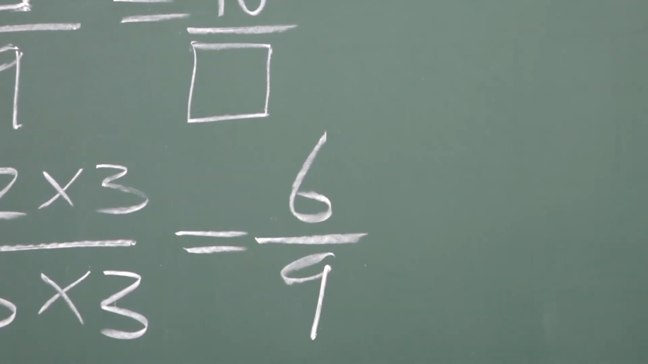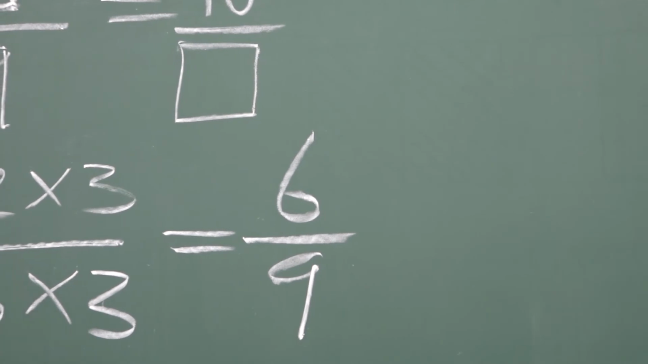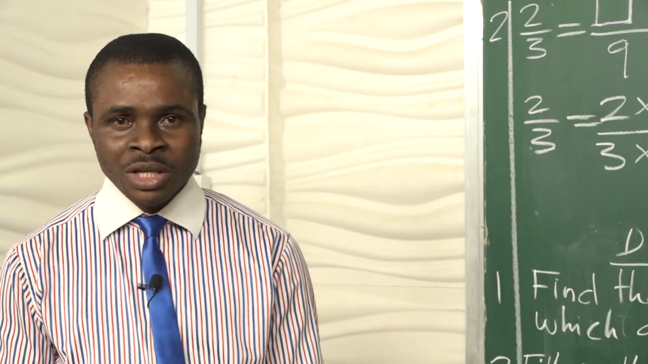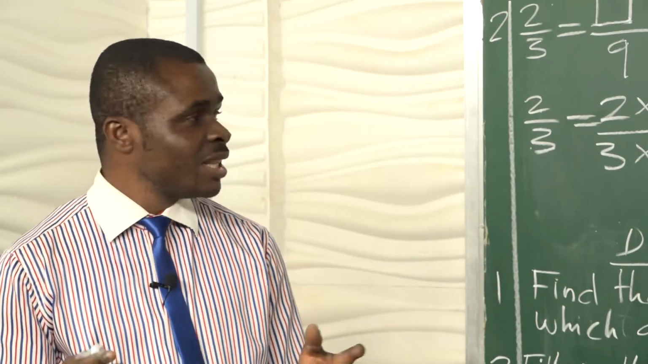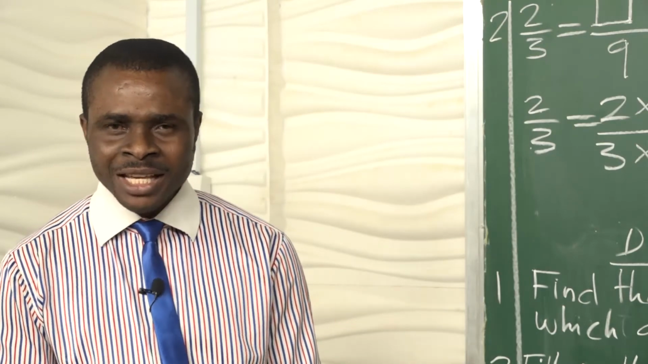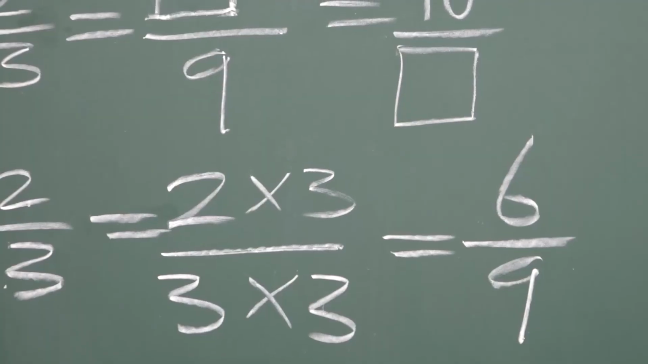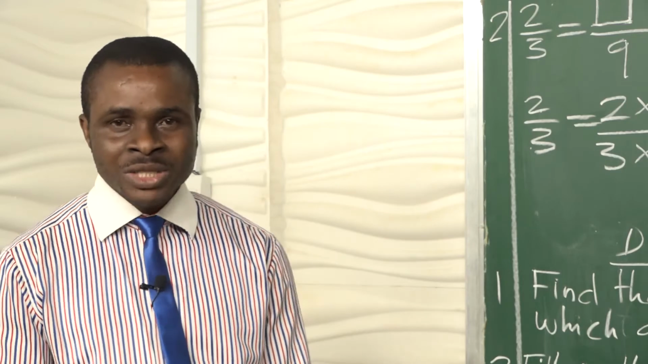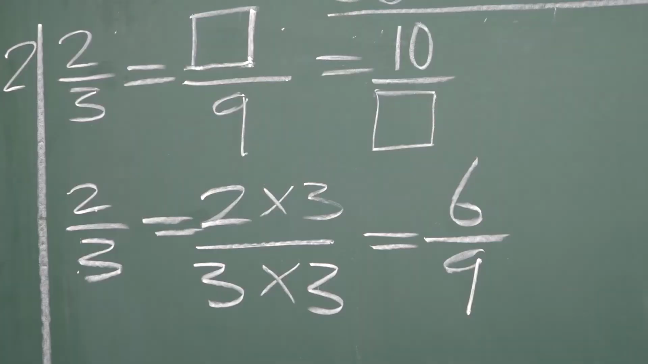Now, multiplying 2/3 by 3, you have 2 times 3, which will give you 6, and 3 times 3, which will give you 9. So the position where you're having box over 9, it means the number that's supposed to occupy the position of the box should be 6. And when you reduce that fraction, you are going to have the same thing as 2/3.